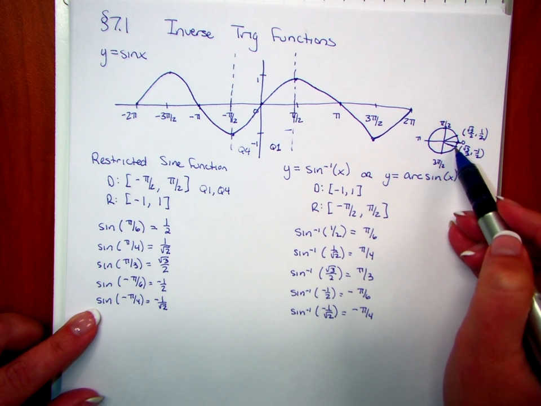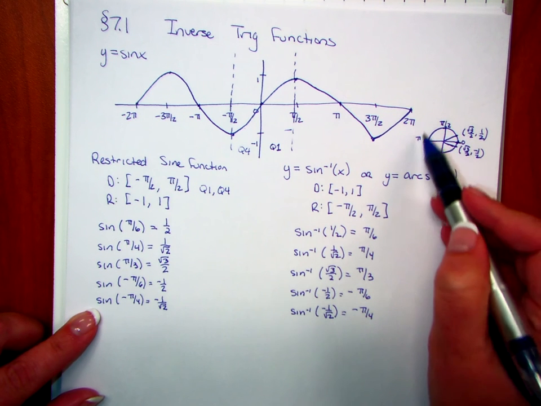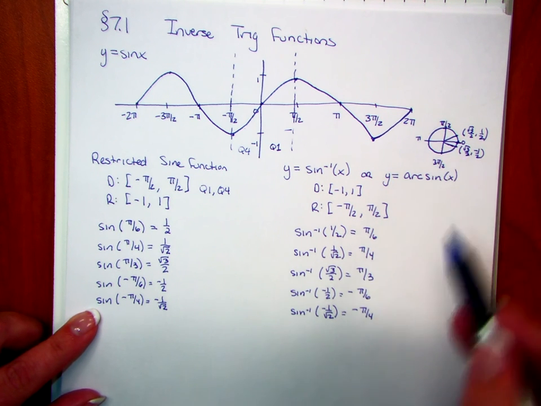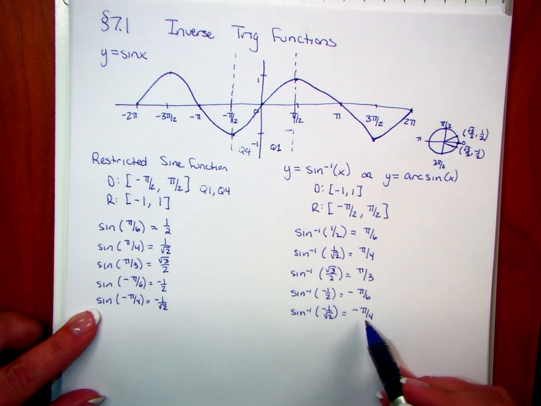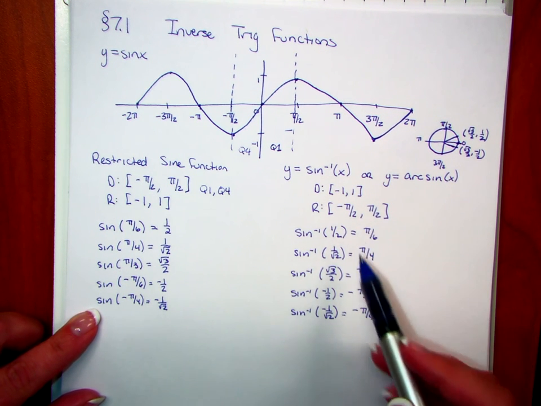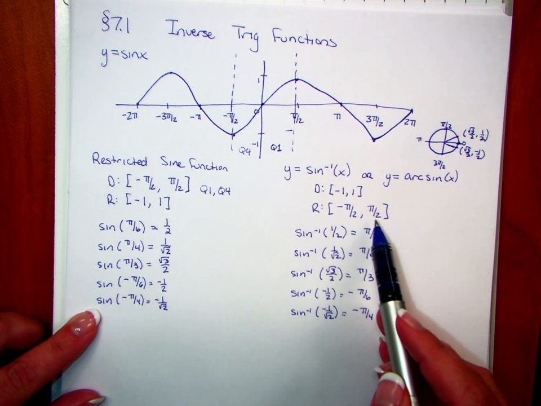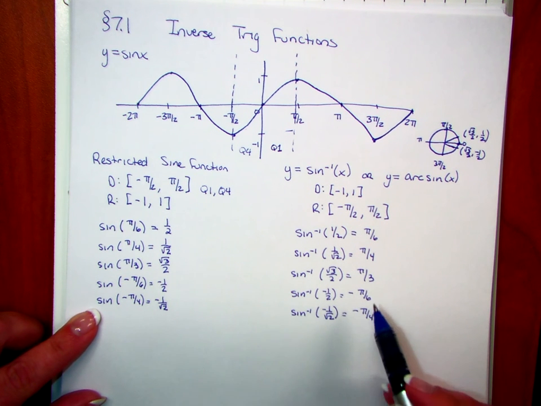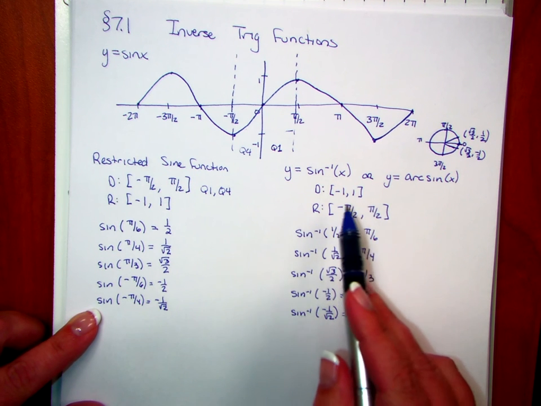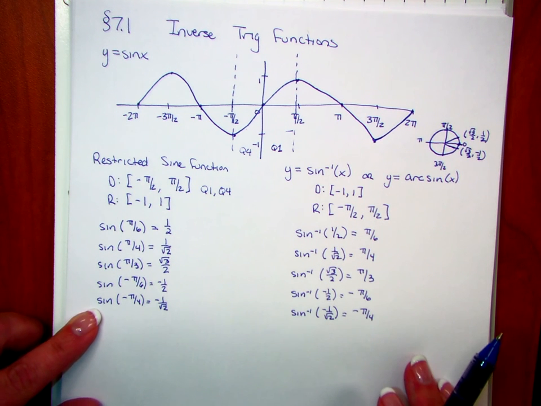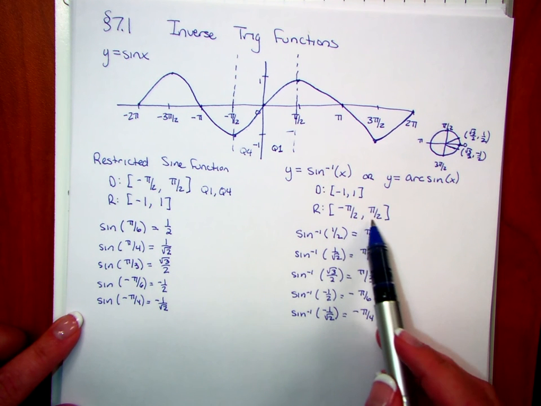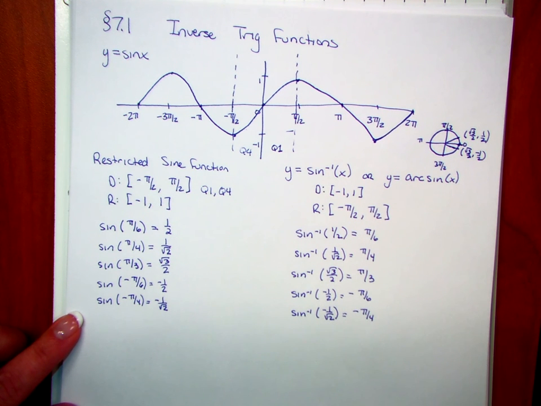Now, negative pi over 4 is the same thing as 7 pi over 4, they're coterminal. But when we write those answers, we always make sure that our answers fall within those two quadrants, between negative pi over 2 and pi over 2. If we put 7 pi over 4 here, it is not within the range of our sine function, so that would be incorrect. So make sure that your answers fall between negative pi over 2 and pi over 2.